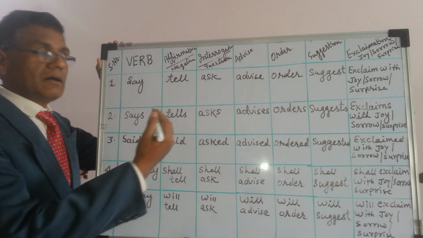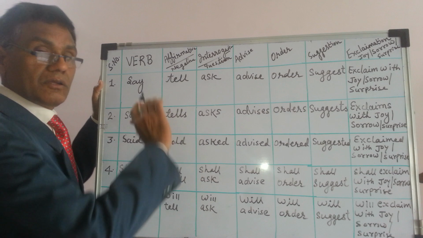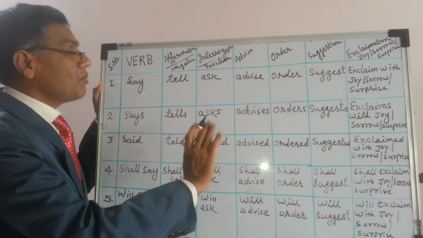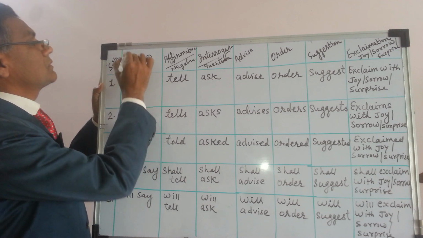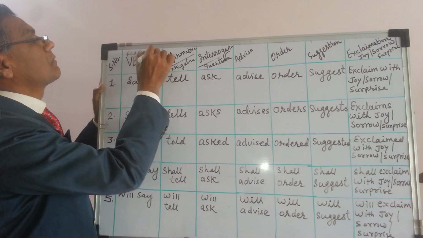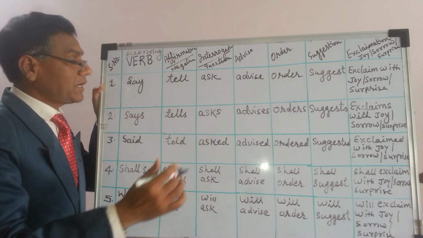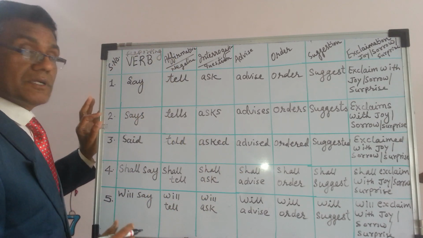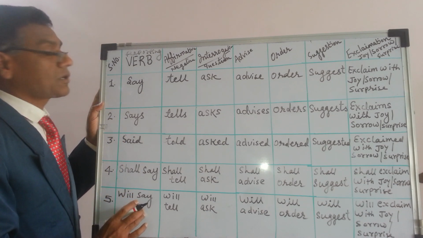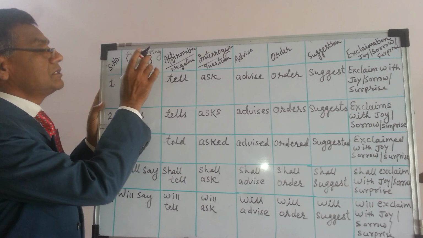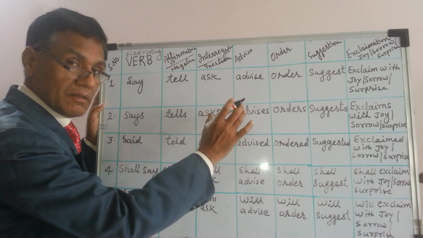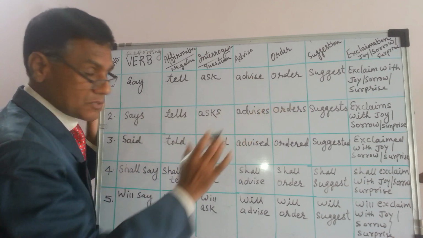How to change the reporting verb? Here you can see this is the table by which you can understand how the reporting verb changes. This is called the reporting verb. You can easily understand that these are the serial numbers of all reporting verbs. There are basically 5 reporting verbs, and these are the reporting verbs. These are the sentences reported in the present in the reported speech.